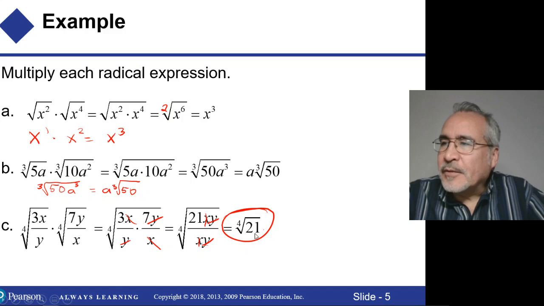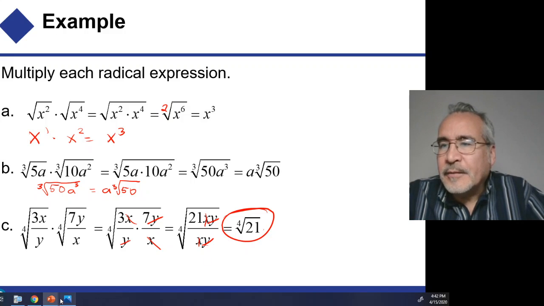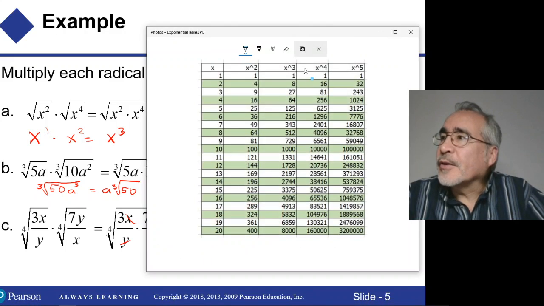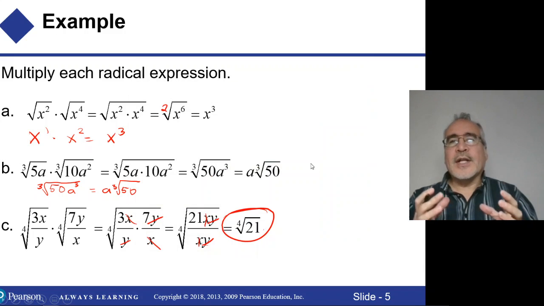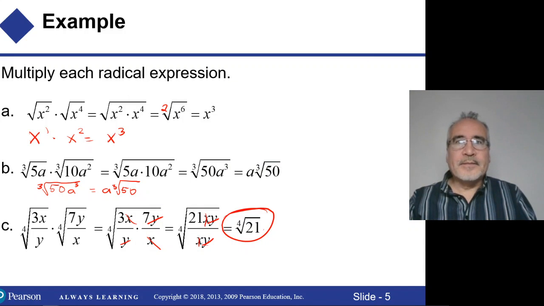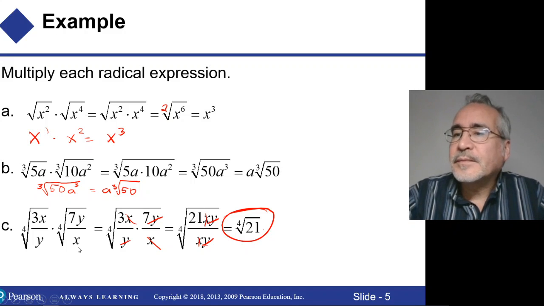And how do we know the fourth root of 21? Well, we look at our table of fourth roots. There's 16, there's 81. 21's not going to be in there. 21 is 7 times 3. So a lot of this is breaking down numbers into their factors. That's what this is really about, factoring.